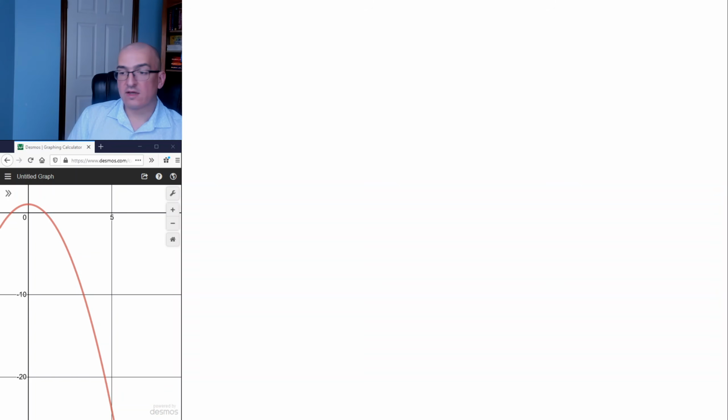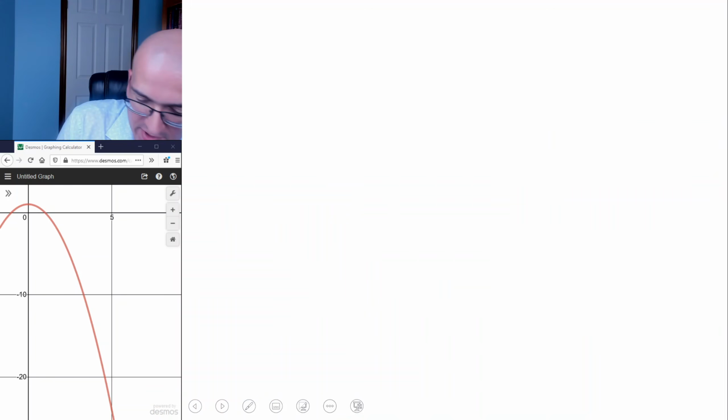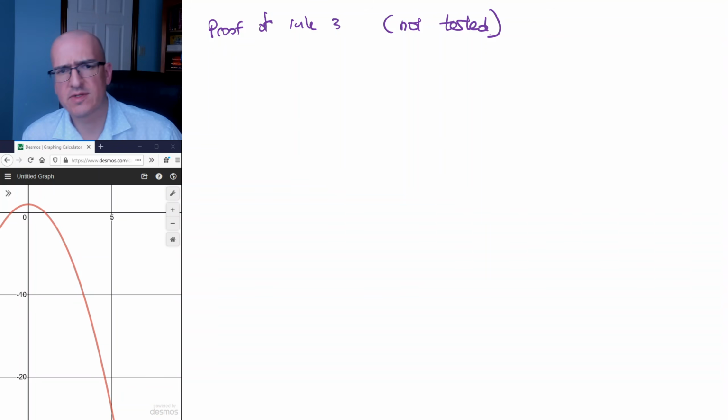I hesitate to throw a proof on, but how would we prove one of these things? So let's say you want to prove rule 3. How would we prove rule 3? Not tested. I'm not going to ask you to reproduce proofs. It doesn't make any sense, especially not this year.